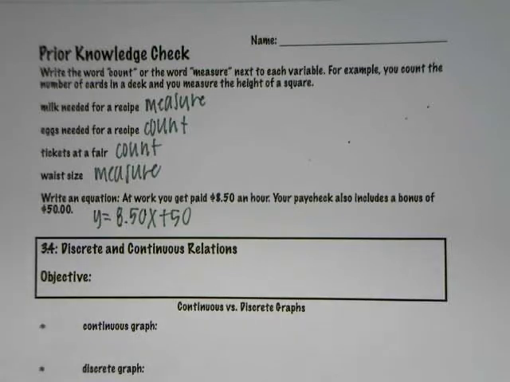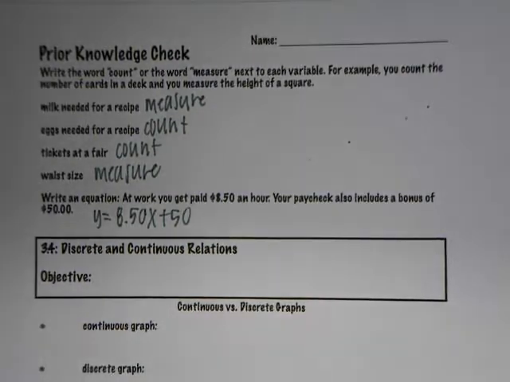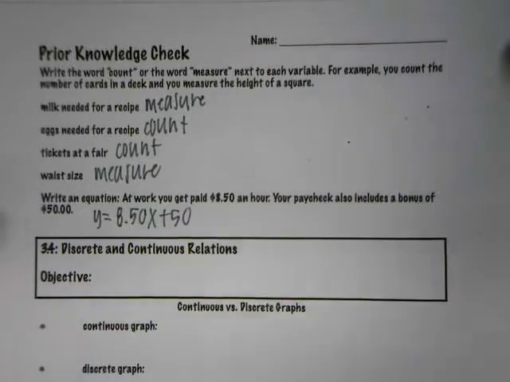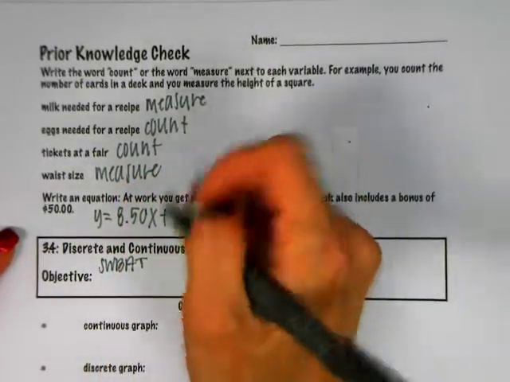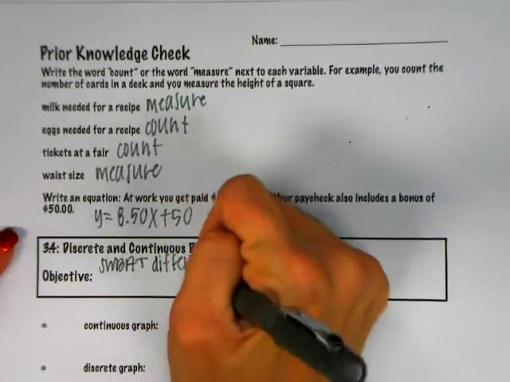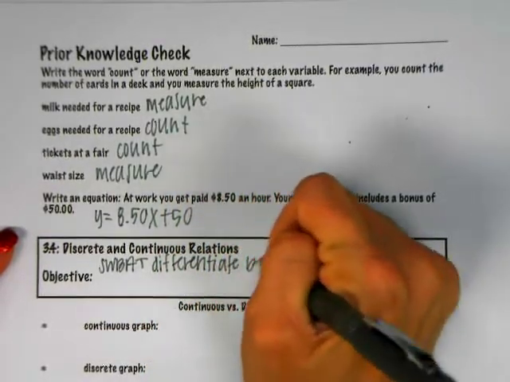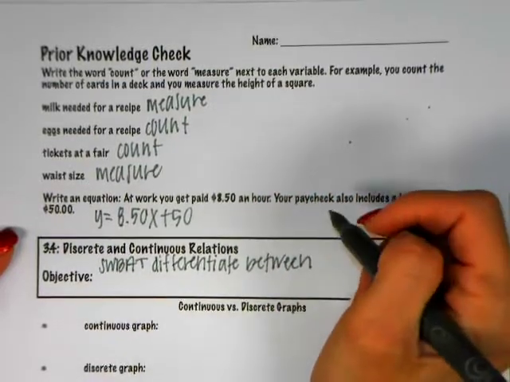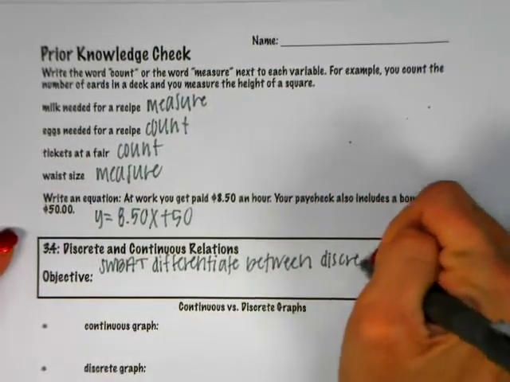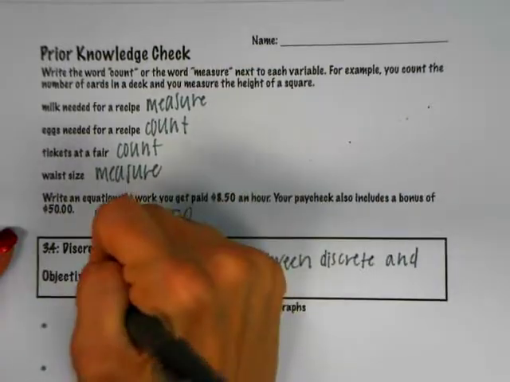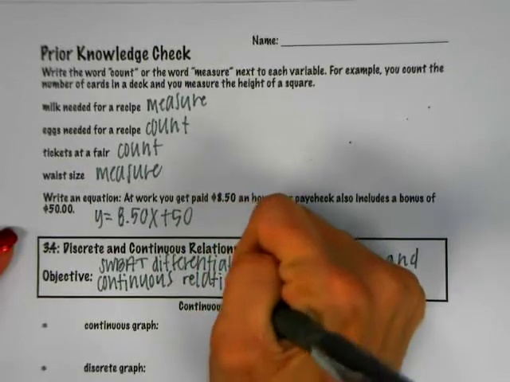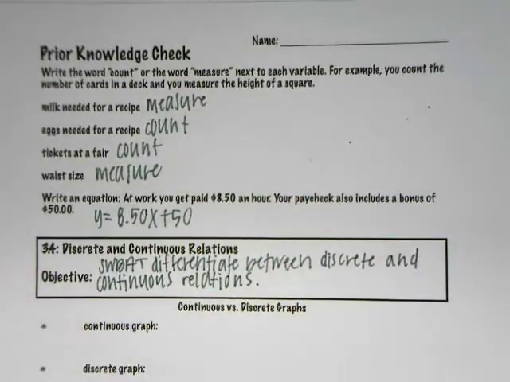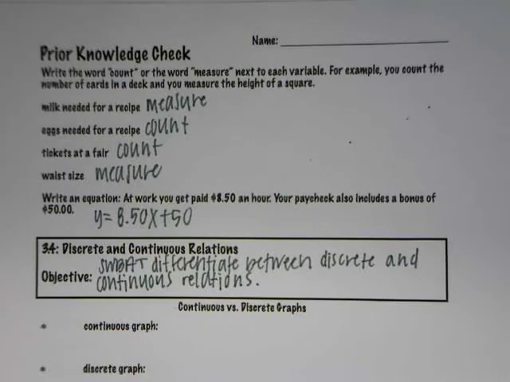All right, so we're doing discrete and continuous relations today. So your objective is students will be able to differentiate between discrete and continuous relations.